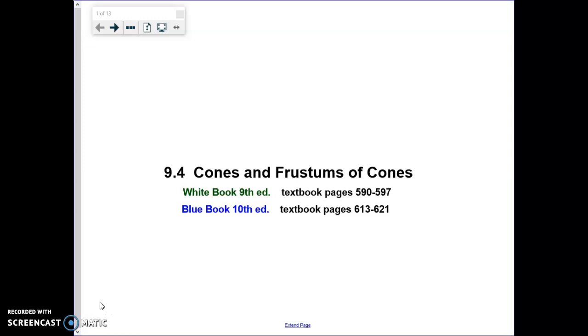So this week we're going to look at the last section of Chapter 9, which would be cones and frustums of cones. Now, the thing is, we're not going to talk about frustums, okay? I'm going to take those out since, again, of the situation we have. So basically, we're just going to look at this last section. We're just going to look at cones, okay? So again, we're going to take out frustums of cones and just look at cones themselves.